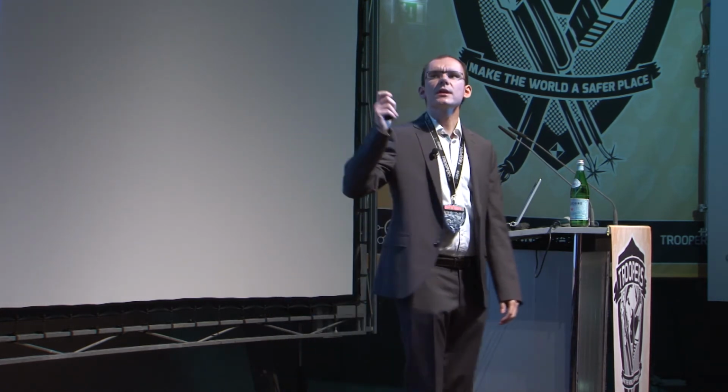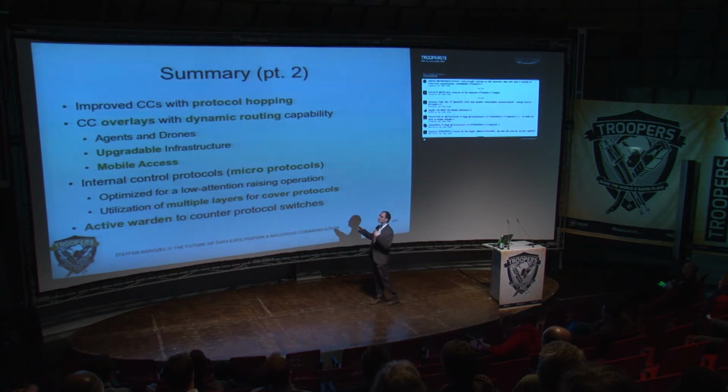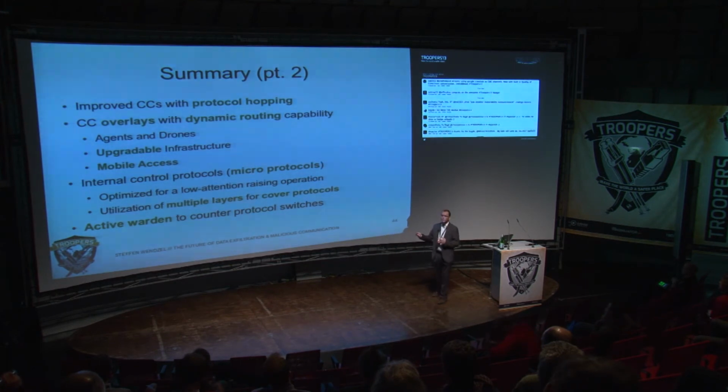Okay, the summary is we can do the protocol hopping, we can do overlay routing, it's dynamic, we have agents and drones, we have upgradable covert infrastructure, we can access the overlay network in a mobile manner, we can optimize the microprotocols to raise as little attention as possible using formal grammar, we can minimize the size using status updates, we can utilize multiple layers for the covert protocols, and there is one active warden, but that cannot counter really good microprotocols. So at the moment, we can do nothing against these techniques.